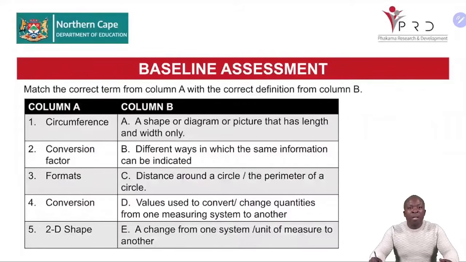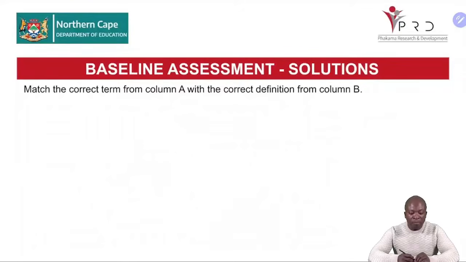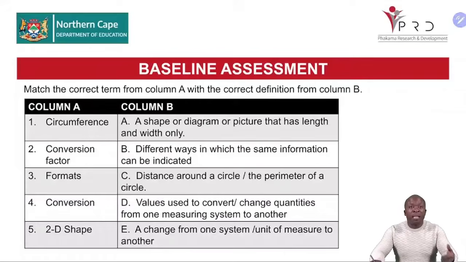Before we go further, I would like us to go through this baseline assessment where I ask you questions, and I'm hoping that you can match the word or words in column A with the correct explanation or definition from column B. So let us start. The first one says circumference. The next one is conversion factor. The next one is when we say format. What is it? Then number 4, conversion. And the last one is 2D shape.